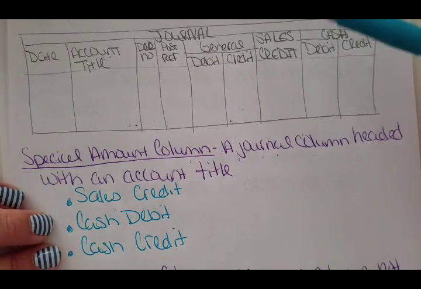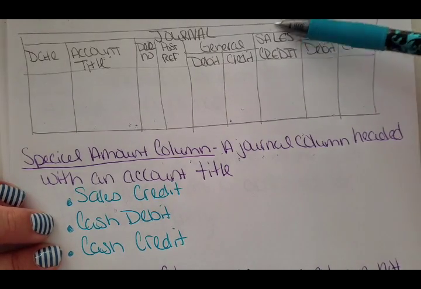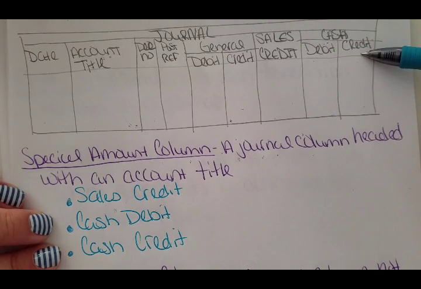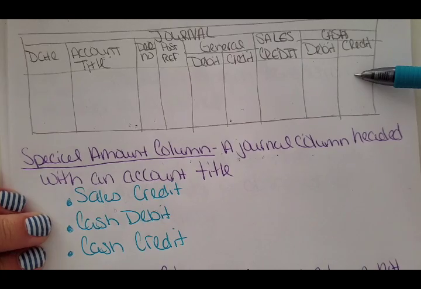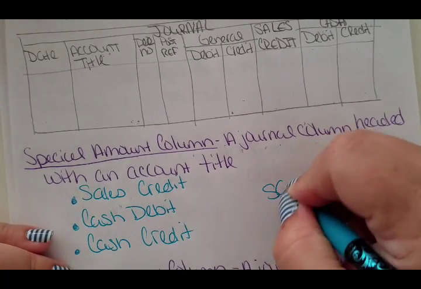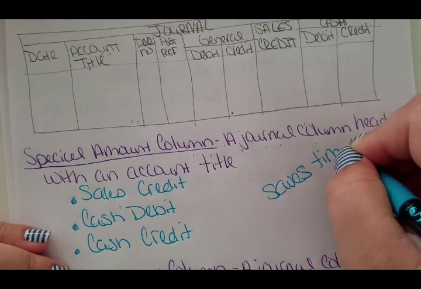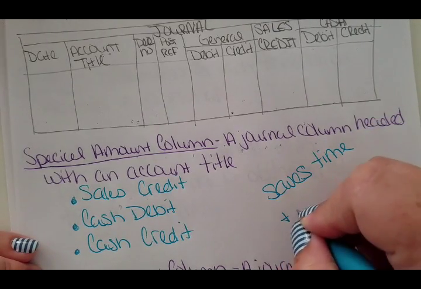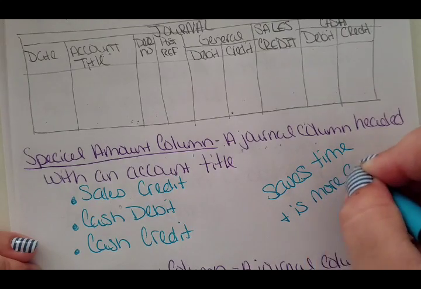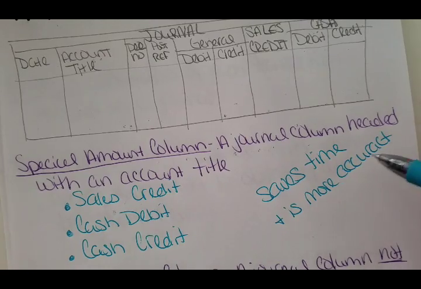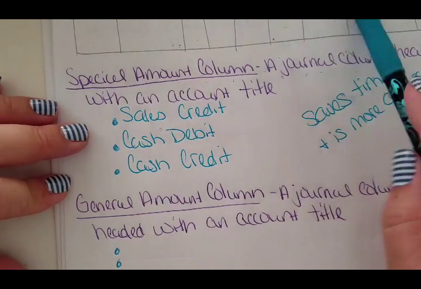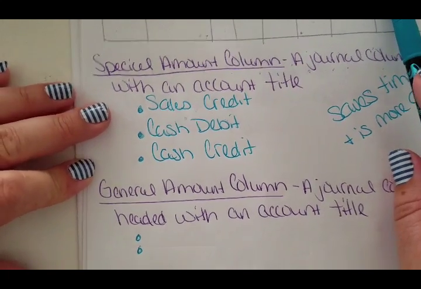The reason why is because a lot of our transactions will deal with sales, and a lot of them will involve cash. By putting special columns here, we are going to save ourselves time, and we're going to save ourselves the possibility of making a mistake. So you might want to put that down. Saves time and is more accurate. Just because you're not writing it out so much, that's why it's going to be more accurate.